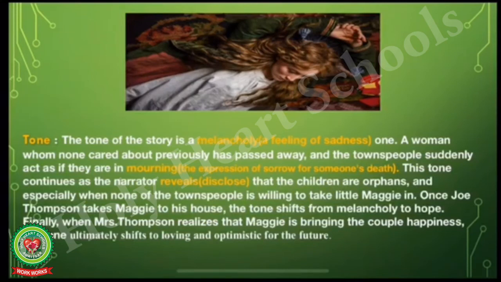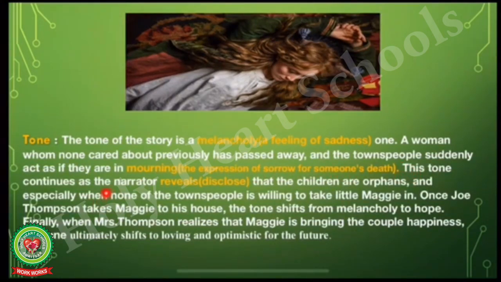Now let us do the tone. So the tone of the story is a melancholy. Please underline the word melancholy and write down a feeling of sadness. So the tone of story is melancholy one. A woman whom none cared about previously has passed away, and the townspeople suddenly act as if they are in mourning. Underline the word mourning and write down the expression of sorrow for someone's death. So the villagers are showing that they are mourning, they are really very sad.